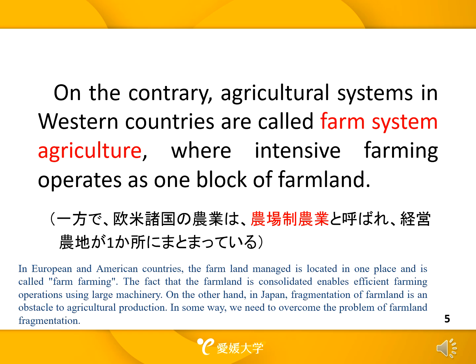In European and American countries, the farmland managed is located in one place and is called farming. The fact that the farmland is consolidated enables efficient farming operations using large machinery. On the other hand, in Japan, fragmentation of farmland is an obstacle to agricultural production. In some way, we need to overcome the problem of farmland fragmentation.